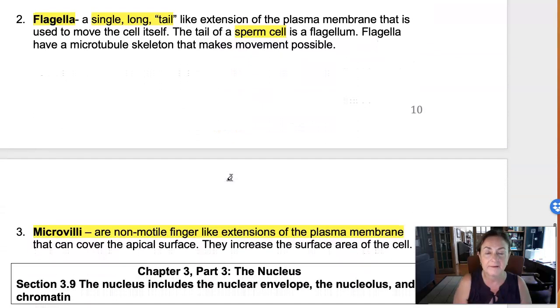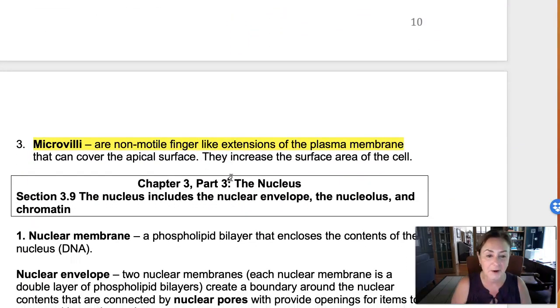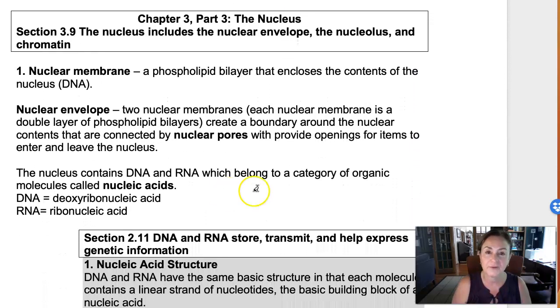So that is the short story for that part of the notes, and next week we're going to wrap up this unit by talking about the nucleus.